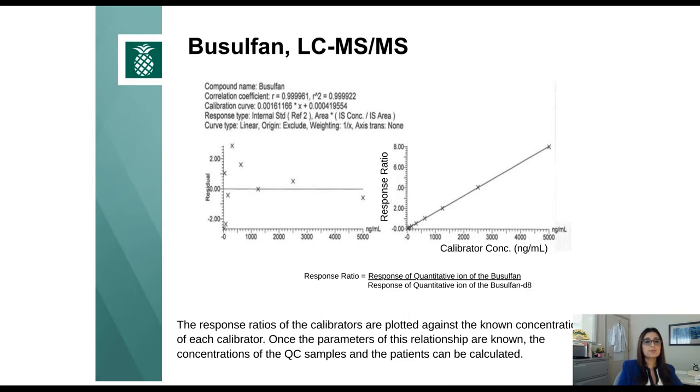Quantification of busulfan is performed by plotting the response ratios of the calibrators against the known concentration of each calibrator. The calibration includes a regression analysis to verify linearity. Once a busulfan calibration curve is accepted, quality control samples are in range, and individual samples are inspected for data integration, the patient samples can be tested.